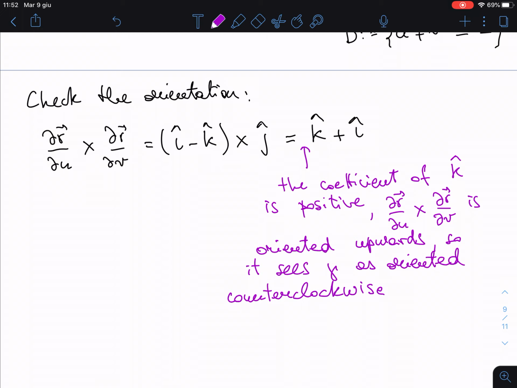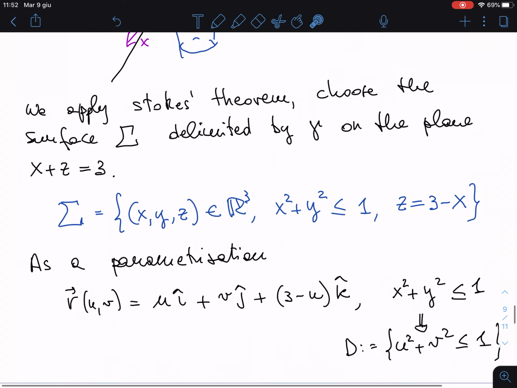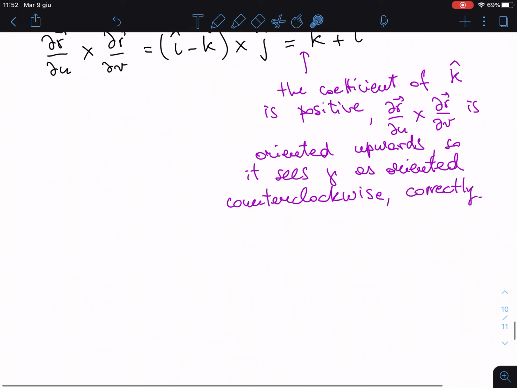As oriented counterclockwise, so it is correct. This simply means that this is really the end that we chose, and since we chose the orientation seen as counterclockwise from above, this vector points above, so we are done. Good.